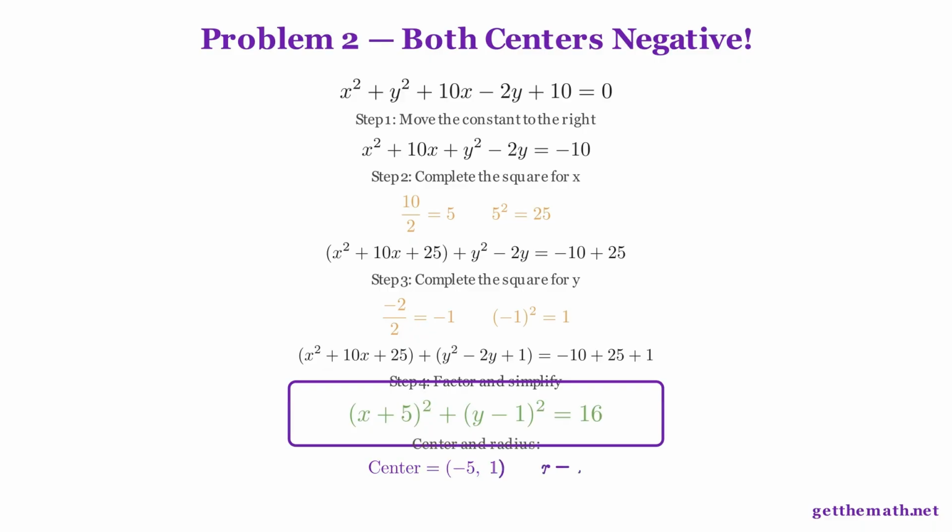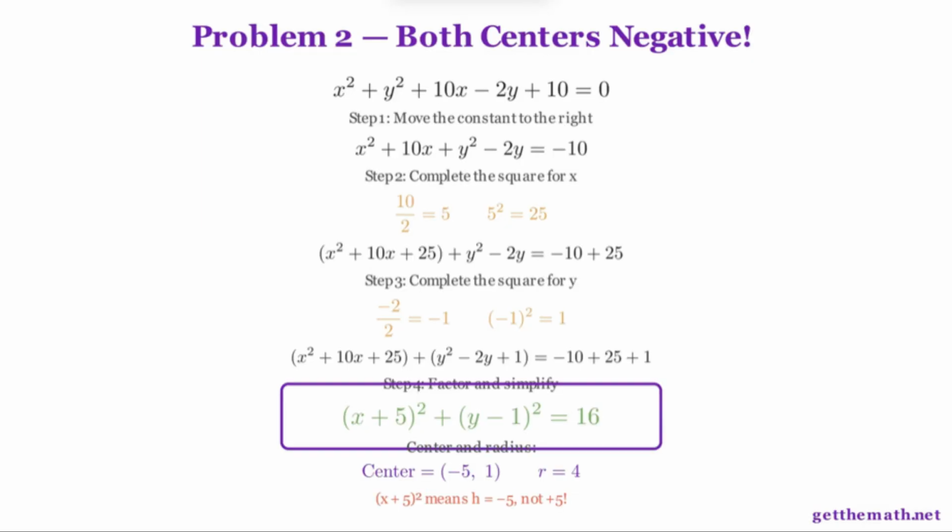Step 4, final equation. (x plus 5) squared plus (y minus 1) squared equals 16. Center is (negative 5, 1). Radius is 4. And here is the warning. (x plus 5) squared looks positive, but that means h equals negative 5. The sign in the equation is always flipped from the center coordinate.